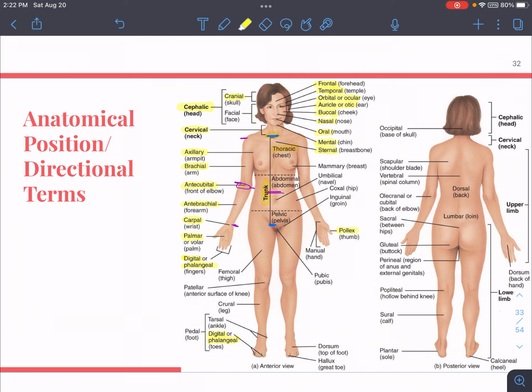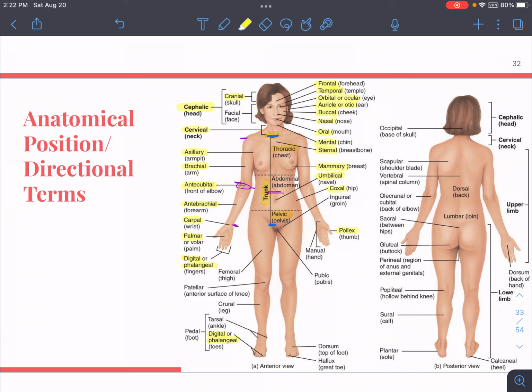We have our pelvis or pelvic area. Mammary is for your breast. Umbilical is your navel, because your navel or your belly button is where your umbilical cord was attached in utero. So that's where the umbilical term actually comes from.